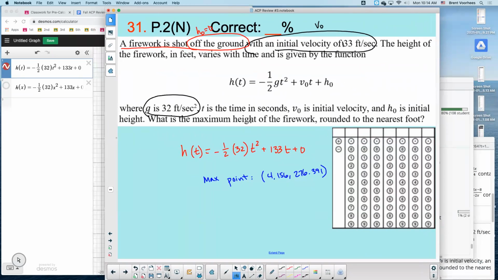This wants to know the maximum height. So is height an X word or a Y word? Meaning, is height horizontal or is height vertical? It's a Y word. That's right. Height wants to know the Y value. So the correct answer is going to be this value. Since it says to the nearest foot, this would round down, so 276 is the answer.